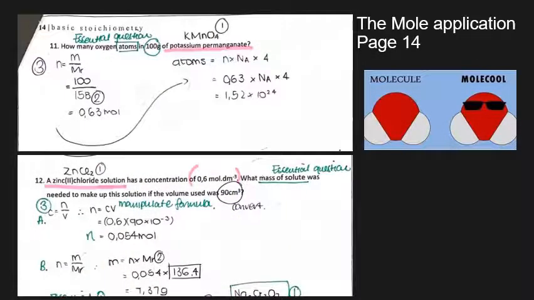Okay, so on page 14, these are the last three questions. At the top of page 14, there's a question asking how many oxygen atoms are in 100 grams of potassium permanganate. Once again, I want you to identify your essential question. It's asking for oxygen atoms in that 100 grams of that compound. So write out your formula, get your molecular mass, work out your moles, and then apply that to your atoms formula. And remember, that is the number of atoms, oxygen atoms only.